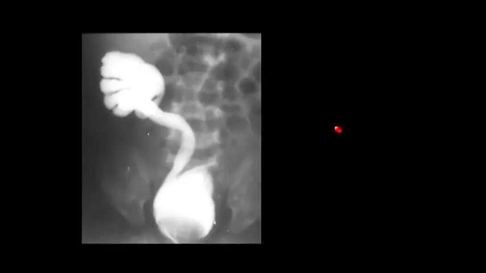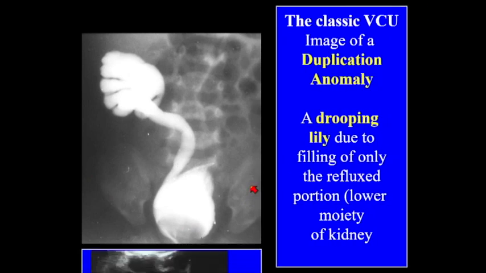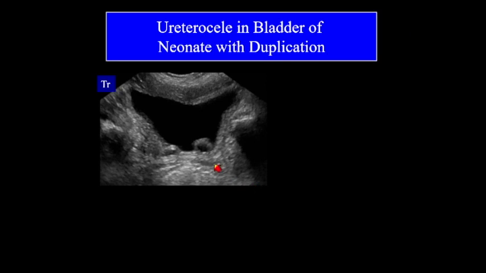The more classic image, this is a VCU that shows a drooping lily, but the more typical image is rounder. I should show you an example of this. Hopefully this is the right thing that I did.